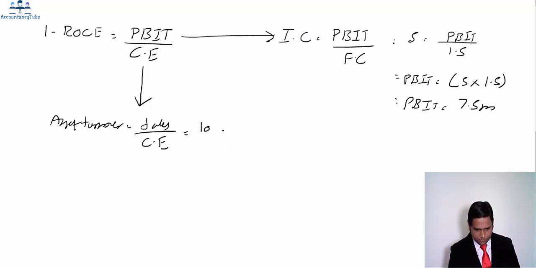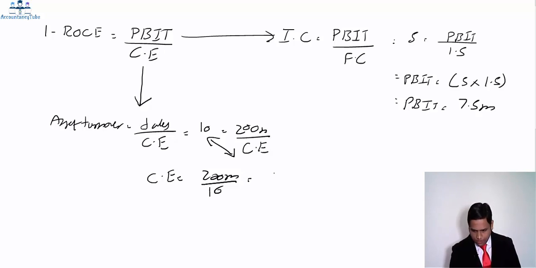It's 10 times equals 200 million divided by capital employed. Again, it's just basic mathematics. Capital employed is 200 million divided by 10. This goes there and that goes here, and we have our capital employed of 20 million.